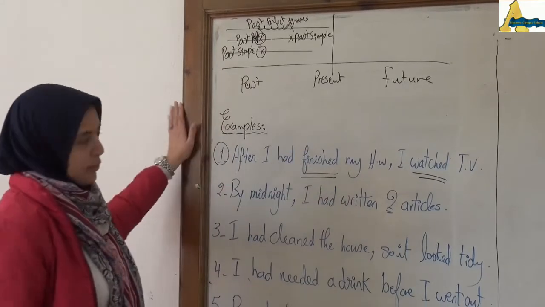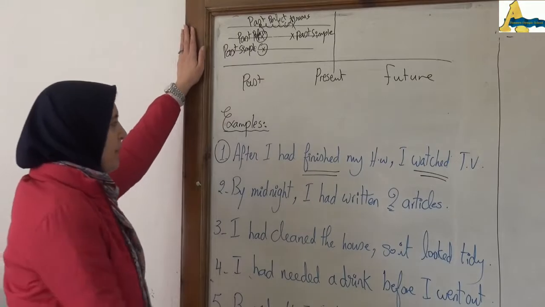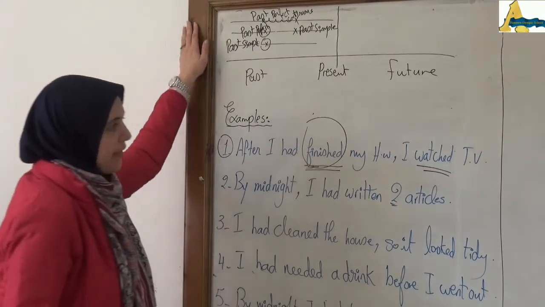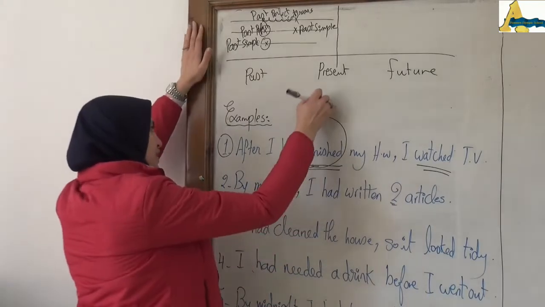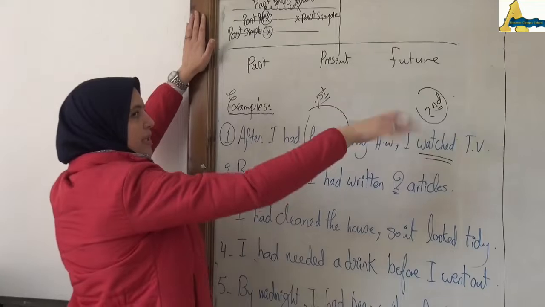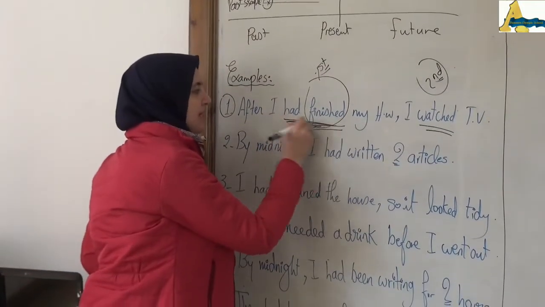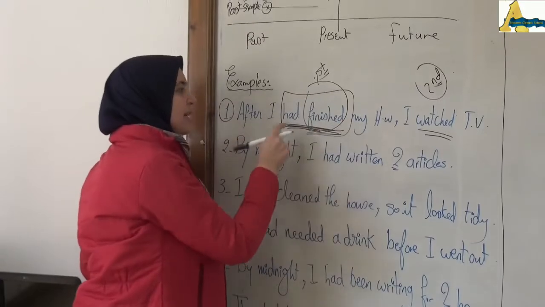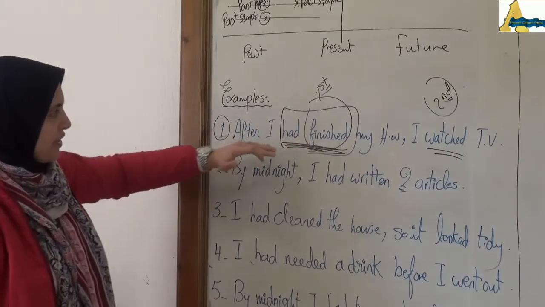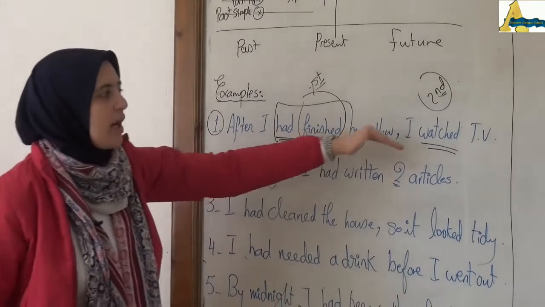Finishing the homework, or doing the homework, and watching TV. What happened at first? Finishing the homework happened first, and then watching TV. So this is the first action, the earlier action, and this is the second action. The second is put in the past simple, and the first is put in the past perfect. Past perfect is formed of what? Had plus PP. So after I finished the first action, I did the second. After I had finished my homework, I watched TV.